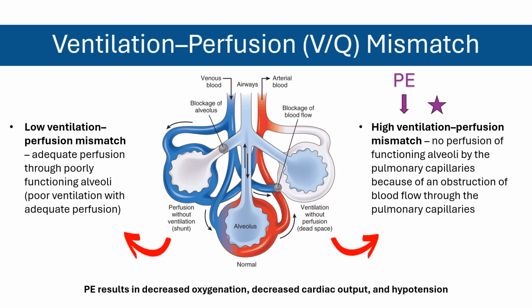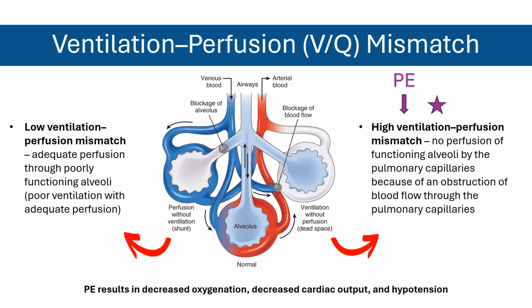So we have two types, low ventilation and high ventilation perfusion mismatch. Let's start with the low ventilation. So we have adequate perfusion through poorly functioning alveoli. So poor ventilation with adequate perfusion. Our breathing is not adequate, so the oxygen isn't making it where it's supposed to be, but we have adequate perfusion. We have the red blood cells waiting for it, but something's going on with the alveoli, it's not working. So with ventilation perfusion mismatch, there is no perfusion of functioning alveoli by the pulmonary capillaries.